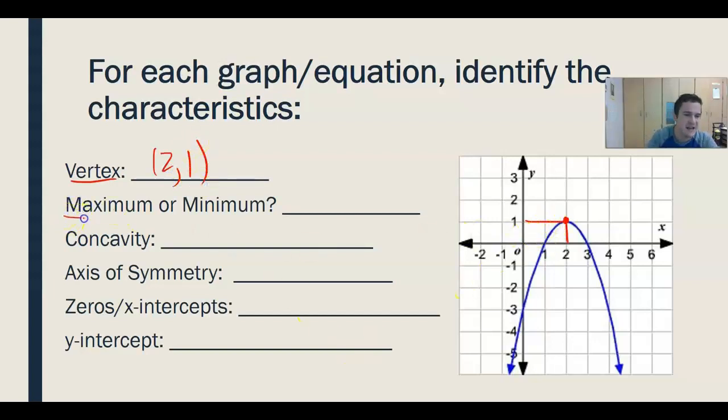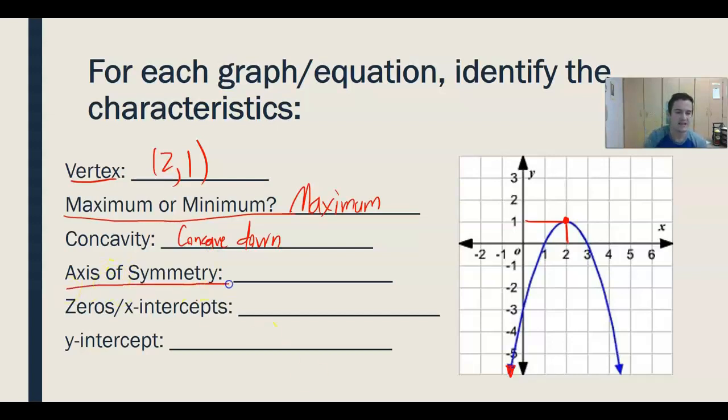Next it asks, is that a maximum or a minimum? Or is it a mountain or a valley? Since this is a mountain, this is going to be a maximum, right there. Concavity: which way is it pointing? It's pointing down. So this is concave down. So that's what those terms mean. Since this is facing downwards, it's concave down.